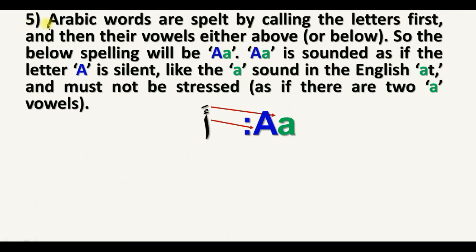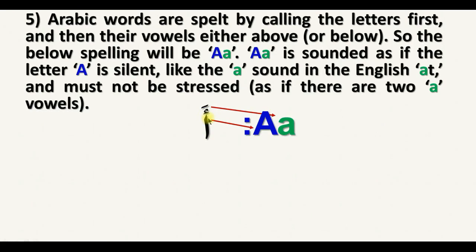For number 5, Arabic words are spelled by calling the letters first, and then their vowels either above or below. So the below spelling will be AA. AA is sounded as if the letter A is silent, like the A sound in the English at, and must not be stressed as if there are 2 A vowels.